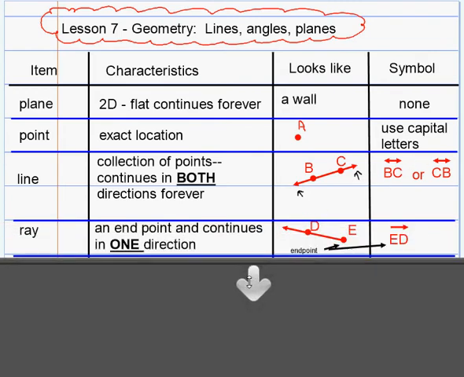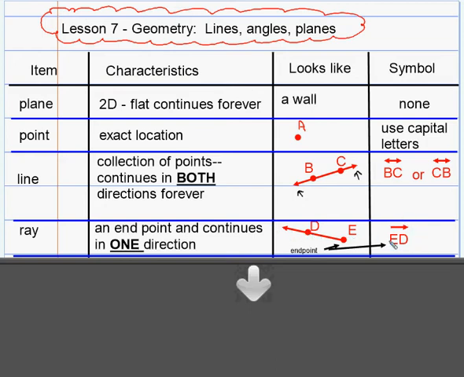Okay, the next item is a ray. A ray has an endpoint and it continues in one direction. So a line continues in both directions, but a ray only goes in one direction. So in the looks like, if you draw this picture in your notebook here, it has an endpoint at point E, and it goes through point D in that direction. Okay, so endpoint, very big vocabulary there, and then the direction is through point D. It only goes in one direction.